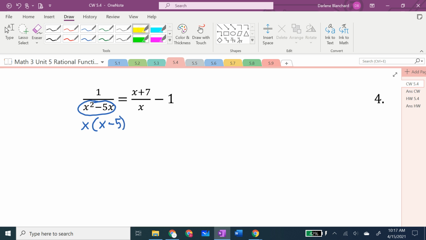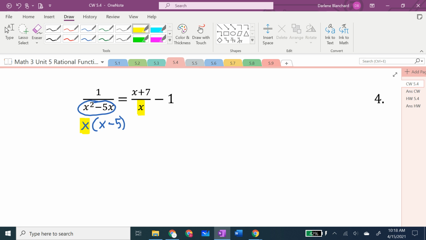And I want you to notice that you have an x as a factor in two denominators. So you don't want to necessarily just flat out multiply by entire denominators. What you really want to multiply by, what's going to save you the most time, is if you multiply by the least common denominator.